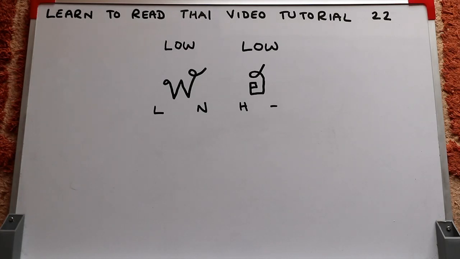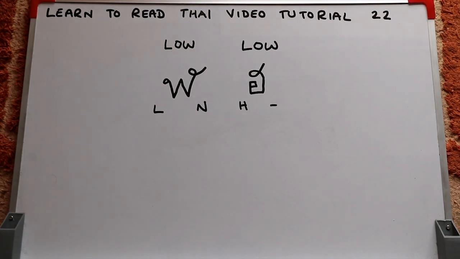Welcome to Learn to Read Thai video tutorial 22, and in today's tutorial I'll be covering the final two consonants. I haven't covered every single vowel combination, but I've covered the ones that you're most likely to see. After this tutorial I may do a tutorial on consonant clusters, but as all the vowels and consonants have now been covered, I won't be doing any more tutorials like this.